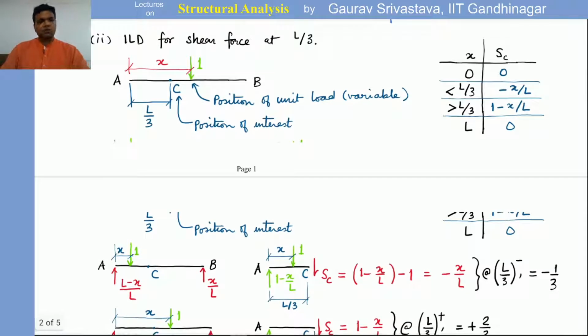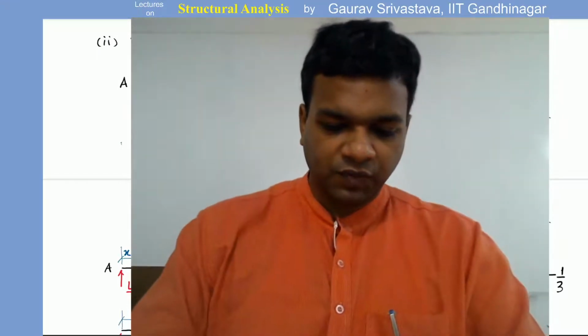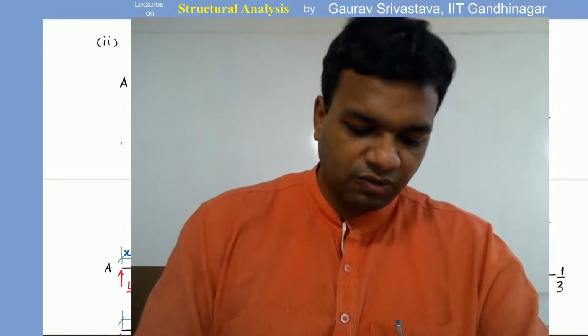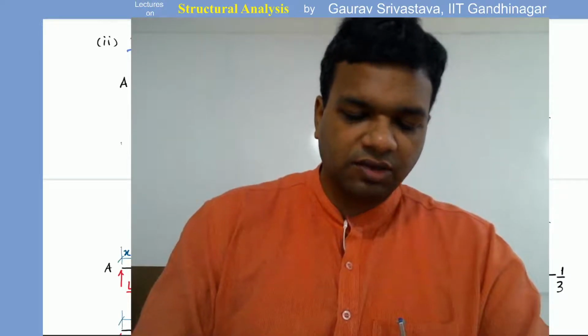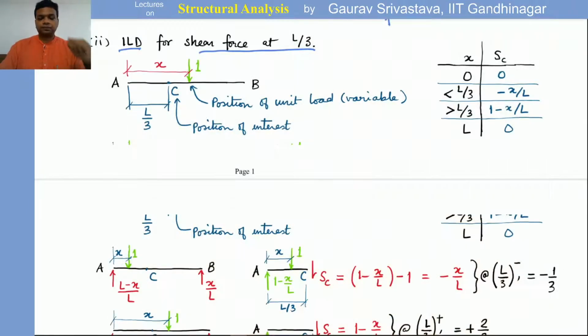So this is how the influence line diagram can be used. Similarly, let's look at trying to draw the influence line diagram for shear force at a location L by 3. This L by 3 location is a fixed position of interest, and the unit load we will consider at a variable location X.